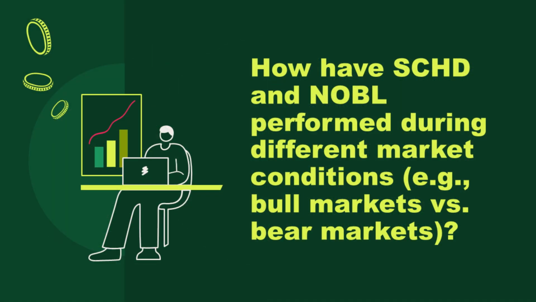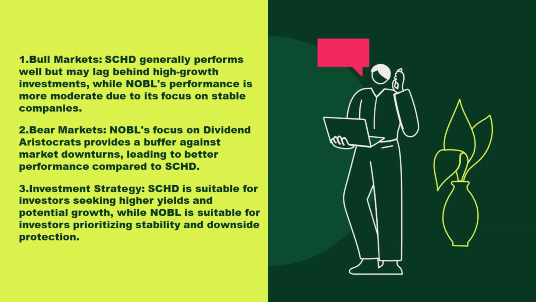How have SCHD and NOBL performed during different market conditions, for example, bull markets versus bear markets? The performance of the Schwab U.S. Dividend Equity ETF, SCHD, and the ProShares S&P 500 Dividend Aristocrats ETF, NOBL, varies significantly depending on market conditions, such as bull markets, periods of rising stock prices, and bear markets, periods of declining stock prices.